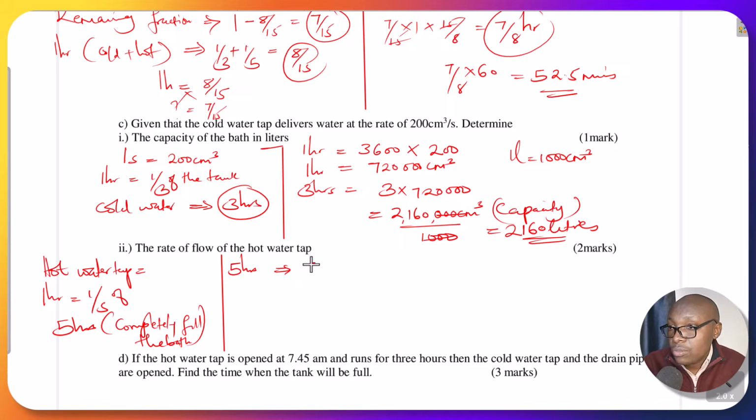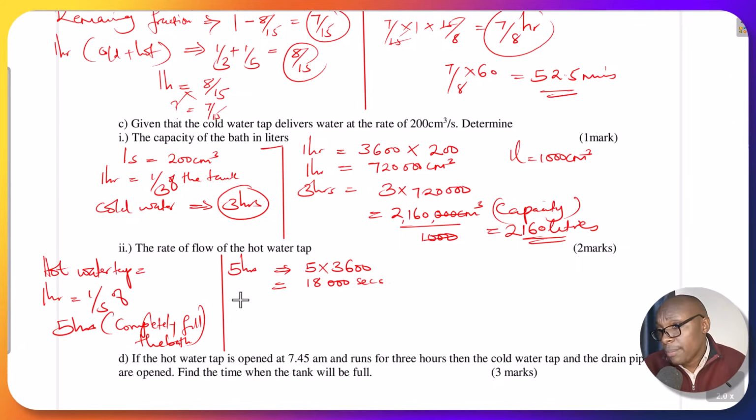So in seconds, we'll take 5 multiplied by 3,600. Why? Because 1 hour has 3,600 seconds. So this will give 18. When you multiply these, it will give you 18,000 seconds. So that is the time in seconds that the hot water tap would use to completely fill the bath.